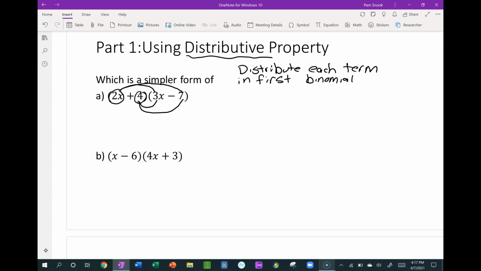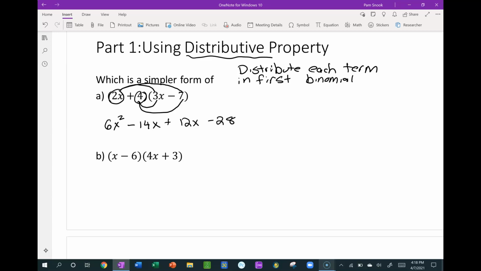So here's how this is going to work for our first one. So 2x times 3x, well 2 times 3 is 6. X times x is x squared. So that's our first term done with the first of the 2x and the 3x. Now I'm going to distribute my 2x with the negative 7. So I get a negative 14x. So I finished distributing my 2x. Now I'm going to go to my next term, which is the 4. I'm going to distribute 4 times 3x. I get 12x. And notice I'm just adding that on as I go. And then distribute the 4 and the 7. I get a negative 28.